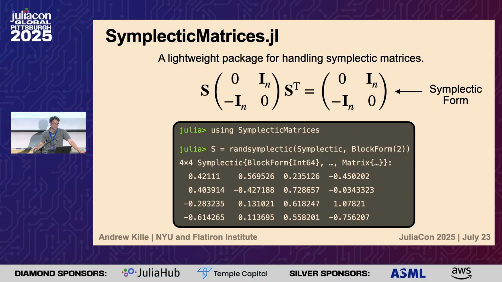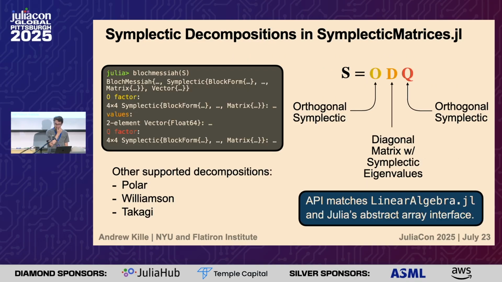So in symplectic matrices, I basically defined all of these custom array types. Here I have a symplectic array type, which keeps track of the symplectic form because it can take a lot of different variations, and then you can create a bunch of symplectic matrices. You can also, and I think this is the key feature about the package, I put in a ton of support, and it's all Julia hard-coded, for doing a bunch of fancy symplectic decompositions on symplectic matrices.